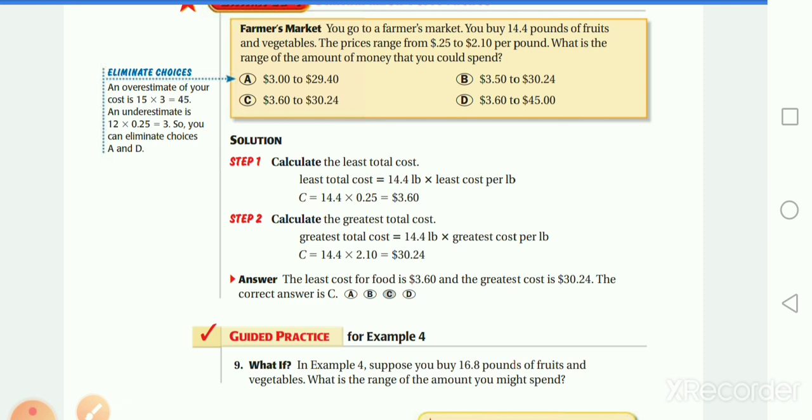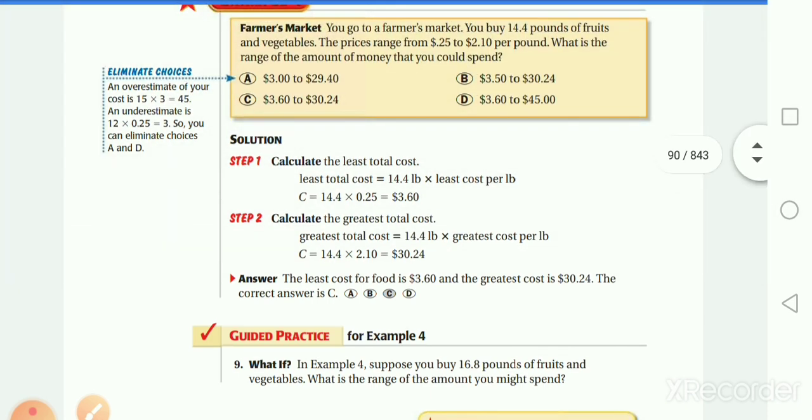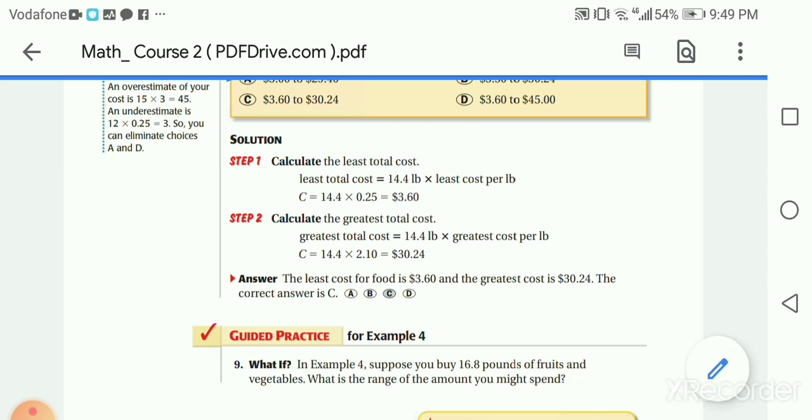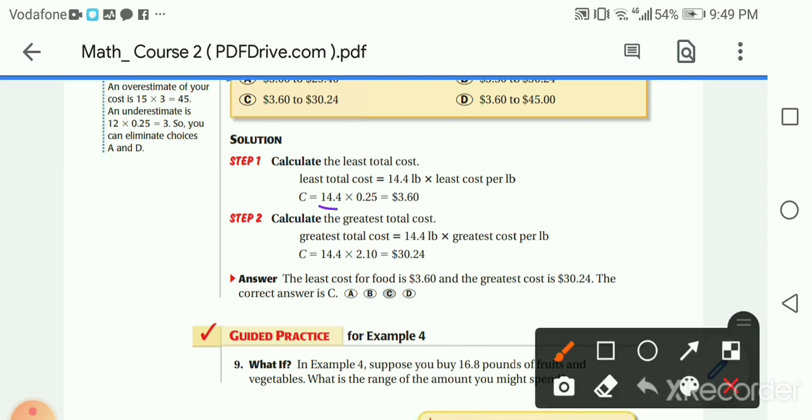So calculate the least total cost. The least total cost here is 14.4 times the least cost per pound. Who can tell me? Yes, of course, 0.25. So I multiply 14.4 times 0.25, and it gives you $3.60.